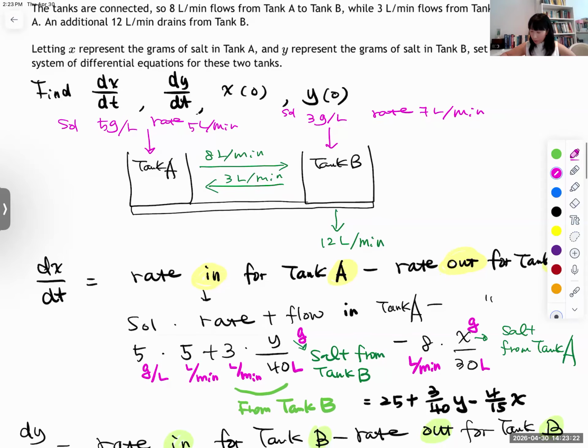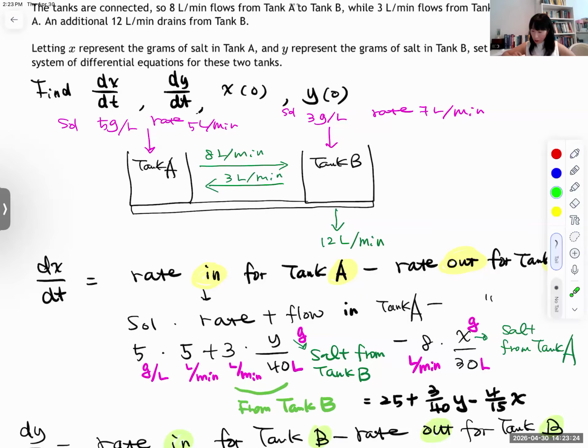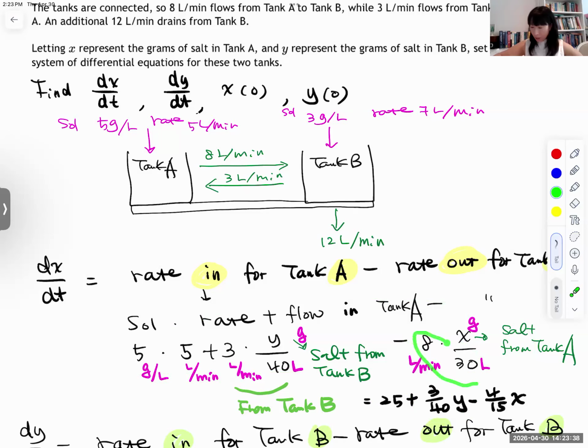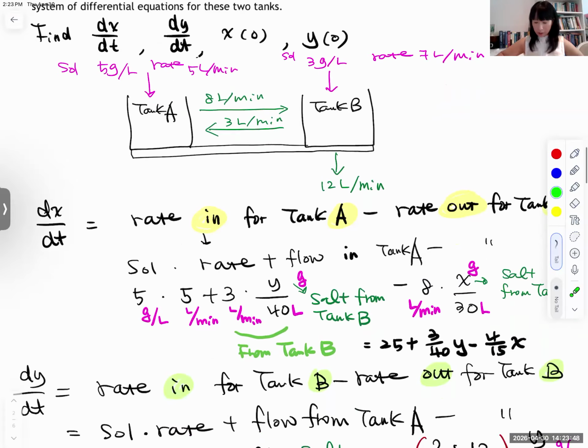Okay. Now, if we combine everything, we have 25 plus 3 over 40 y minus... Simplify. 8 divided by 30, right? So it's 4 over 15 x. Yeah. Okay, so let us do the dy over dt.